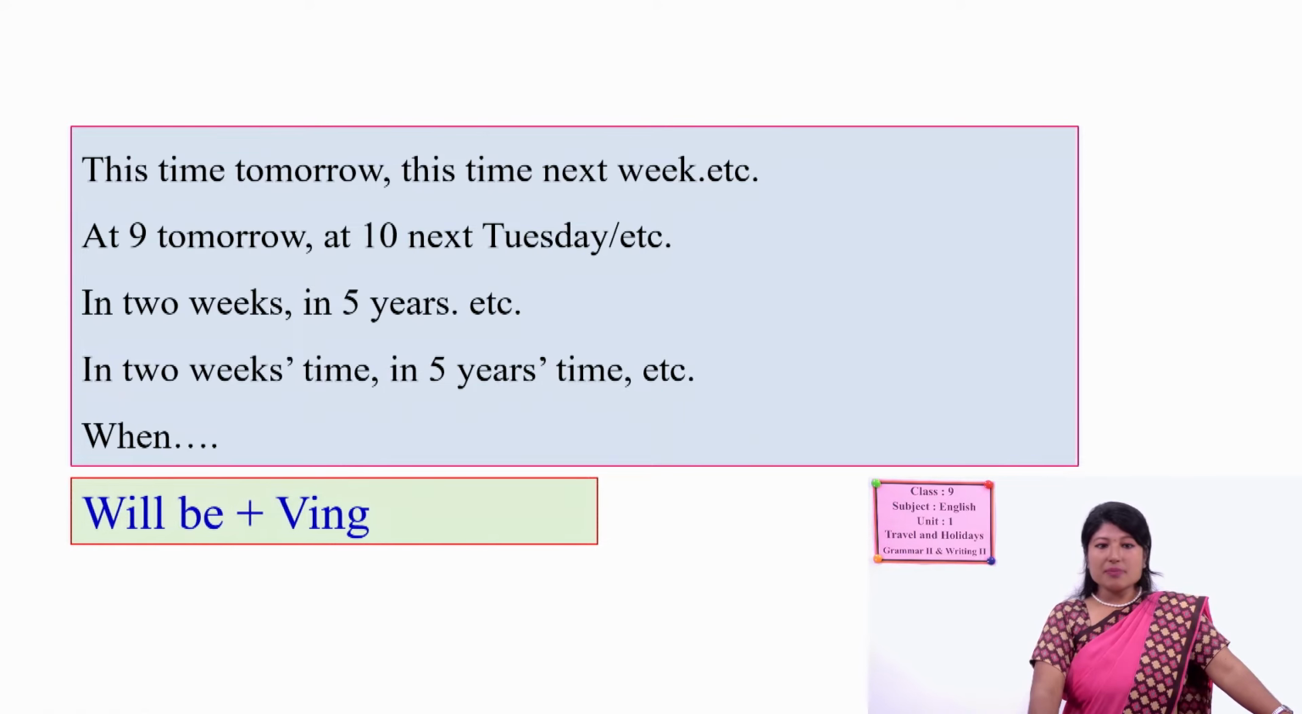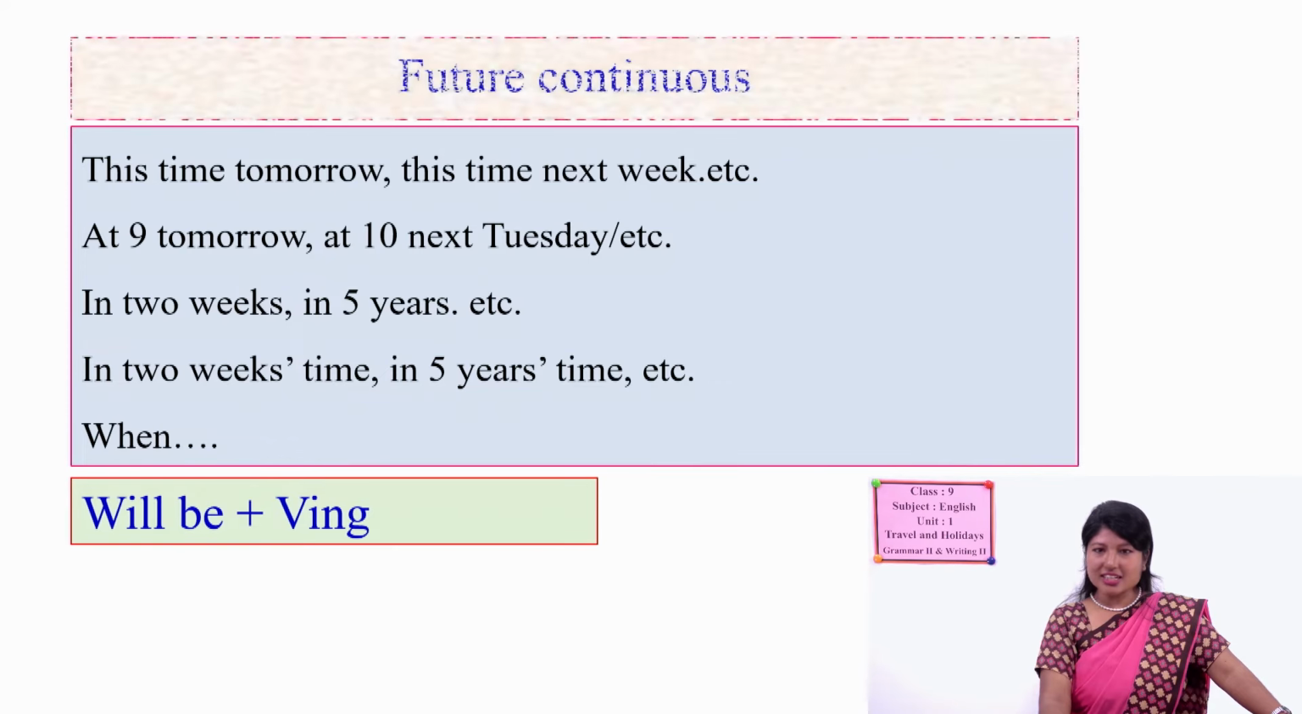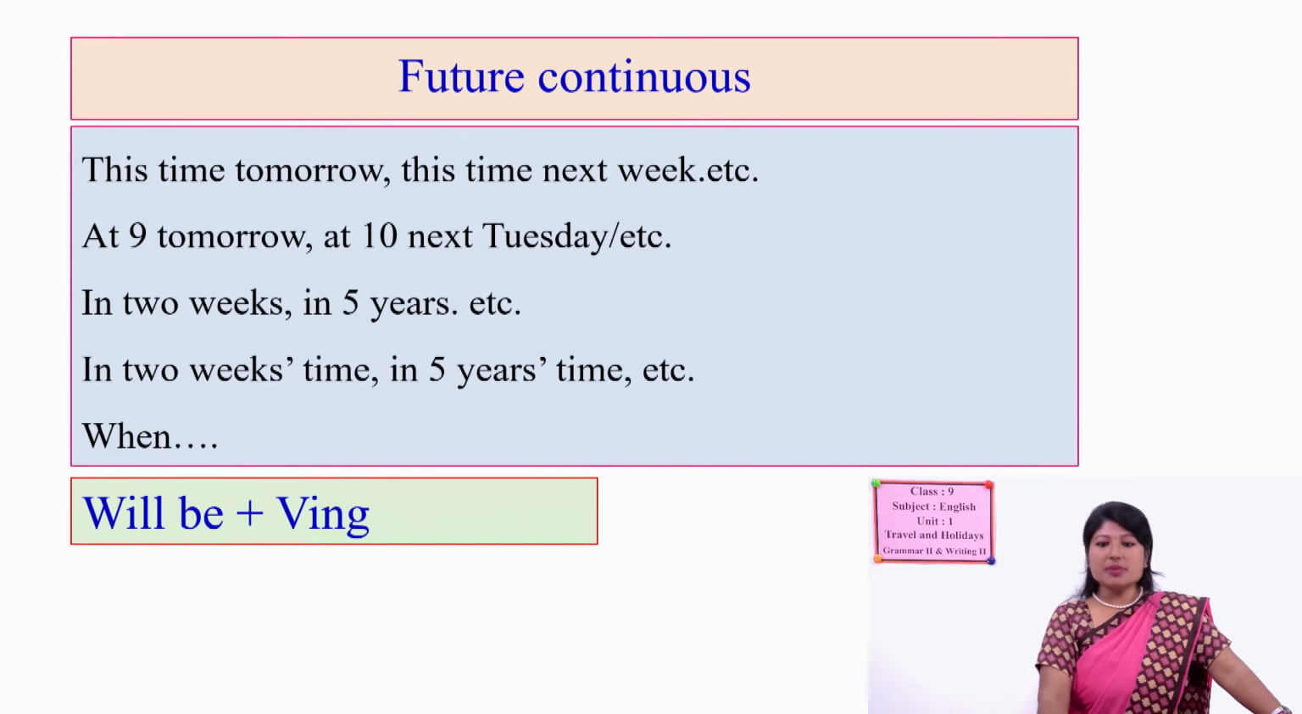We use will be plus verb ing. We are talking about the next structure, that is will be plus verb ing. Which structure is it? Can you make a guess? Yes, that is future continuous tense, will be plus verb ing form.